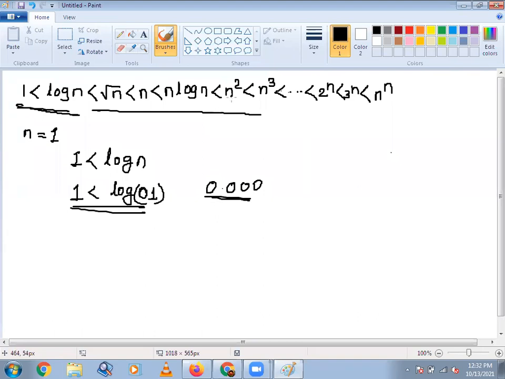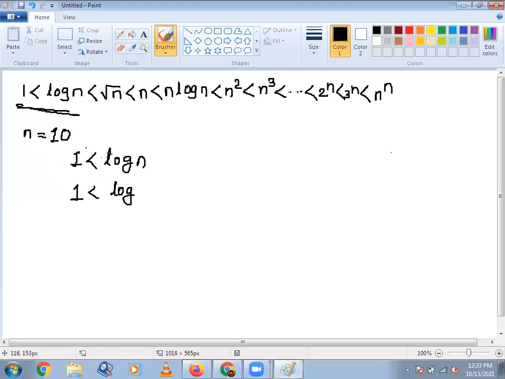Okay, we'll take one example. Suppose n is equal to 10. So 1 is less than log n, that is 1 is less than log 10. So what is the value of log 10? 1.00. Okay, suppose n is equal to 11, then log 11, it is possible.